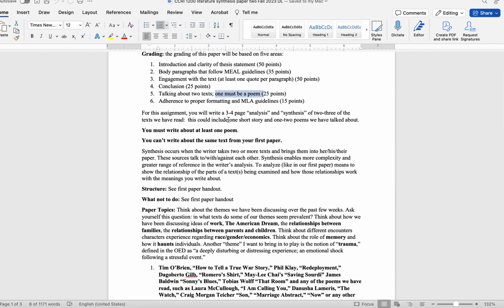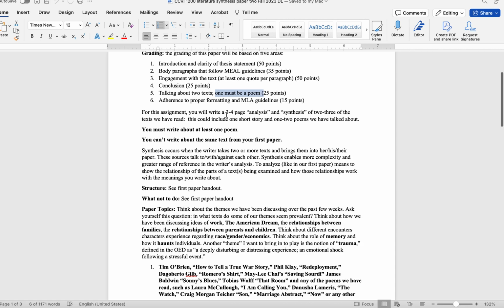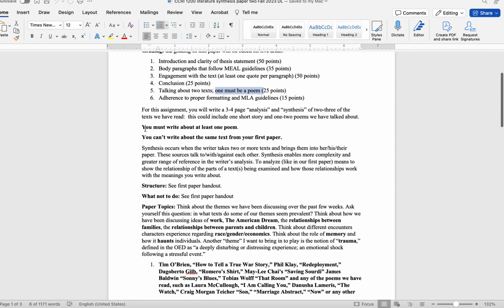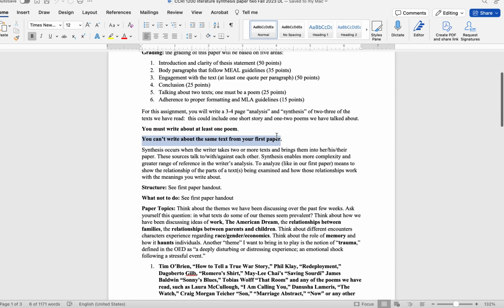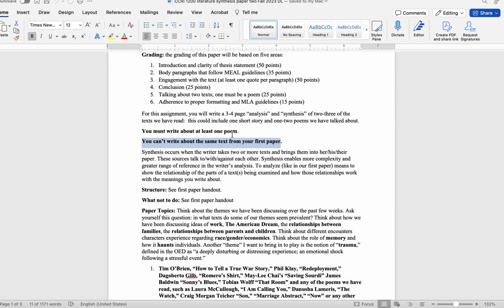For this assignment, you will write a 3 to 4 page analysis and synthesis of 2 to 3 of the texts we have read. This could include 1 short story and 1 to 2 poems we have talked about. The guidelines: you must write about at least 1 poem, and you can't write about the same text from your first paper. So if you did your first paper on Saving Sorrow, you can't do paper 2 on Saving Sorrow.